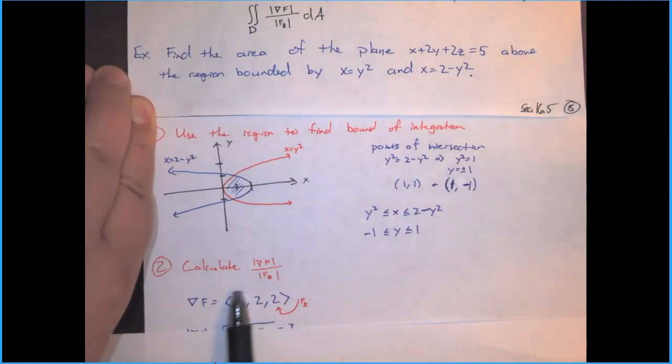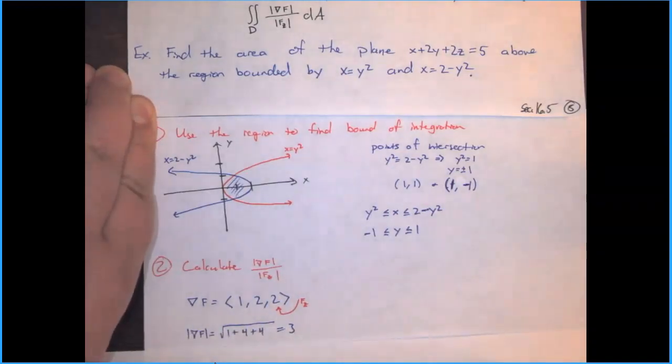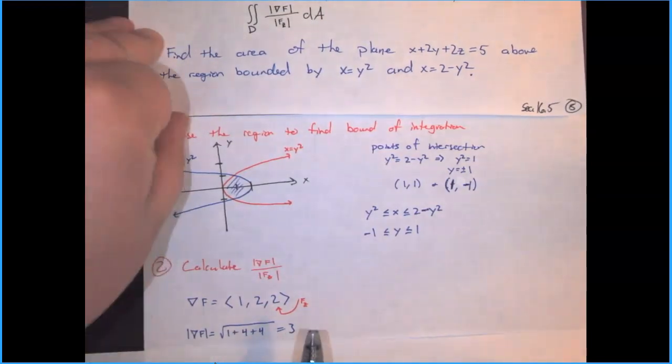I do need to take the magnitude of this vector. And the magnitude of this vector, it's all constants. So it's just the square root of 1 squared plus 2 squared plus 2 squared, which is the square root of 9. It's 3.